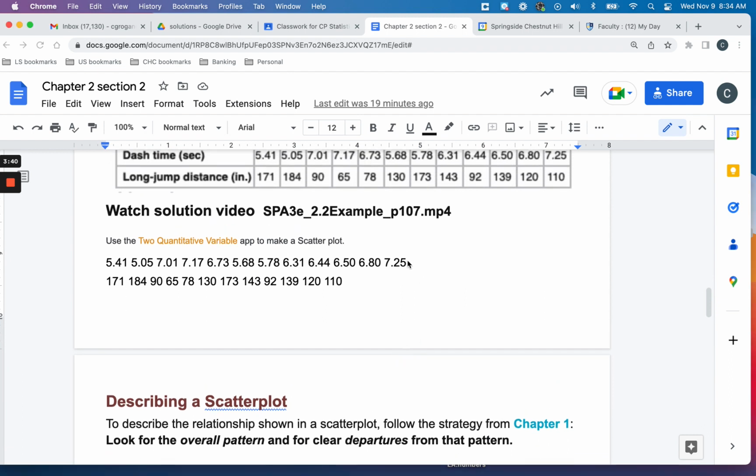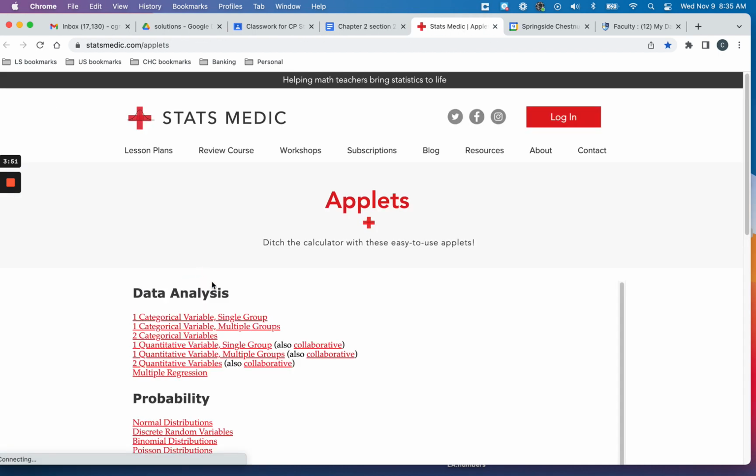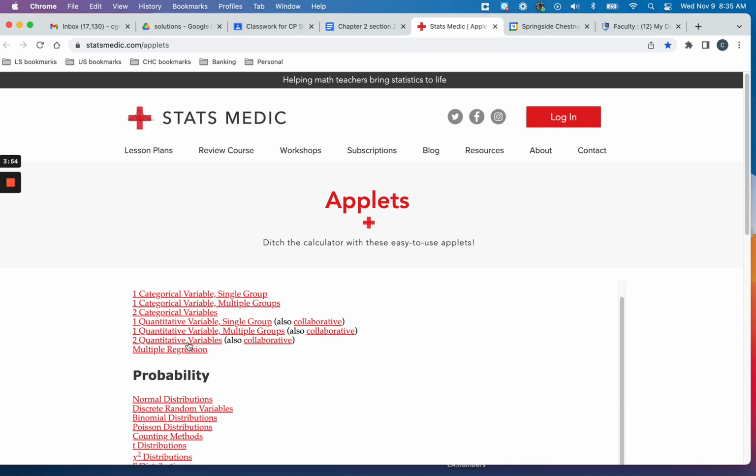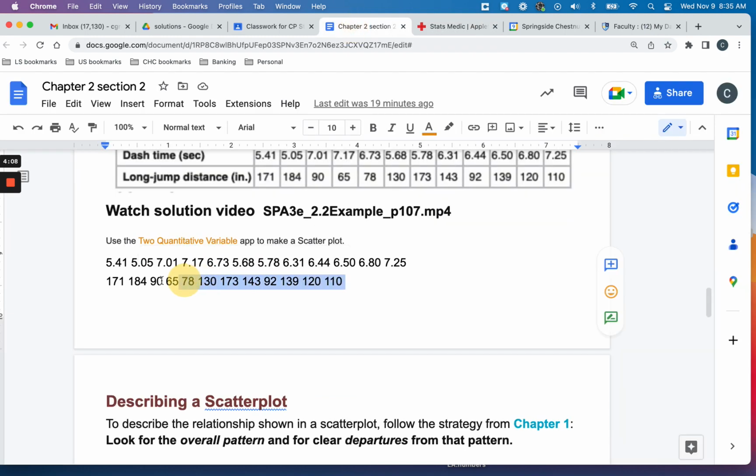So what I'll do is I'll copy this set, which would be the dash time. We'll go to the app. And we want to do two quantitative variables. So I click that. And there's the dash time. And then I go back and I copy this. And this would be the long jump distance.